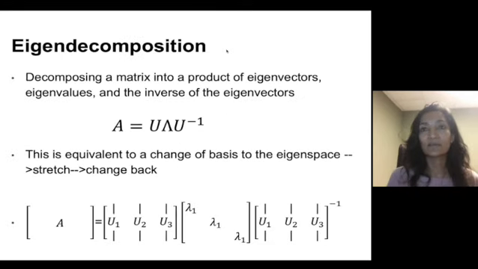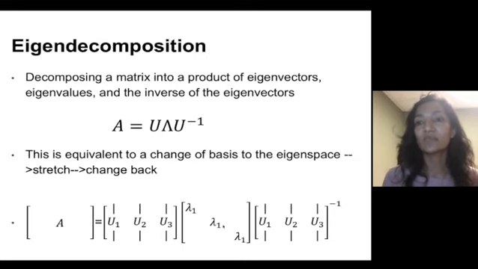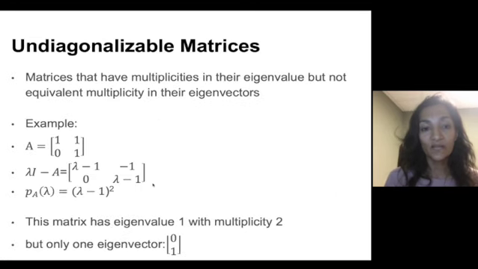Remember, I talked last time about eigendecomposition, which is decomposing a matrix into products of eigenvectors and eigenvalues. The eigenvalues were all along the diagonal. The eigenvectors are in columns here. But I want to make note that not all matrices can be eigendecomposed this way. Matrices that have multiplicities in their eigenvalue, but not equivalent multiplicity in their eigenvectors, cannot be eigendecomposed. An example is A, which is 1, 1, 0, 1. Here we see that the eigenvalue 1 has multiplicity 2, but there's only one corresponding eigenvector. So this is an example of a matrix that cannot be eigendecomposed.